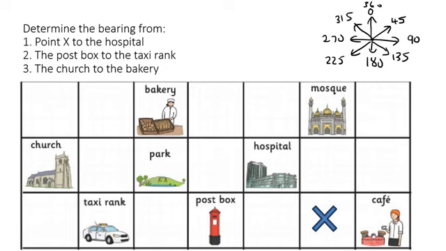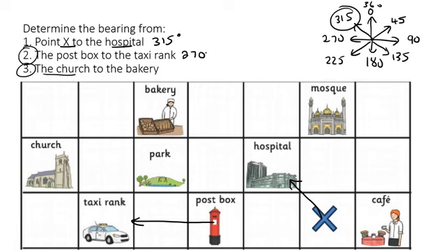So going from point X to the hospital, that would be 315 degrees. You can say 315 degrees. Number 2, the post box to the taxi rank. So you're going from the post box to the taxi rank, so you are going at a bearing of 270 degrees, 270.